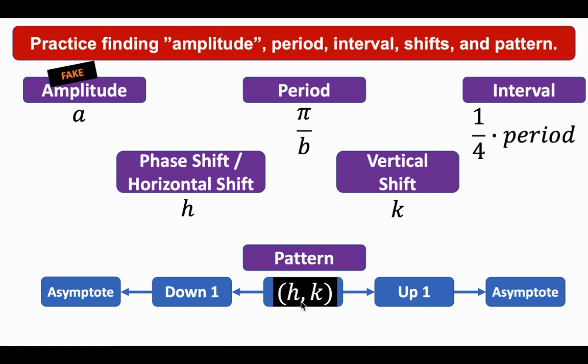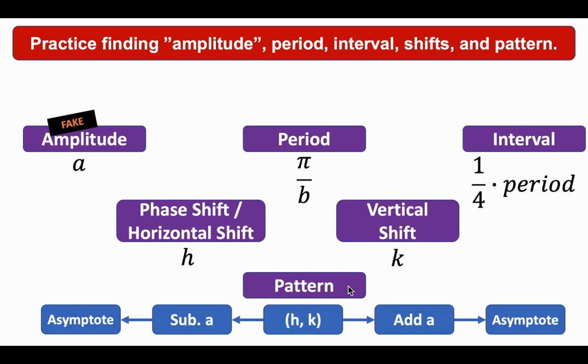Now, when we went up and down 1, that actually has to do with your amplitude. So when you go to the right, you're going to add a. When you go to the left, you're going to subtract a. So if a is a 5, then you're going to go up 5 from your center, and then you go down 5 from your center when you go to the left. And again, I'll be doing this when we do the actual graph. This is just giving you a heads up what's going to happen. And then as you move out, you go to your asymptote. So h, k is your center. Subtract a going to the left, add a when you're going to the right.